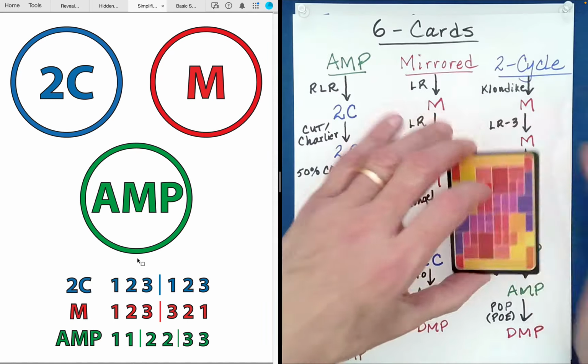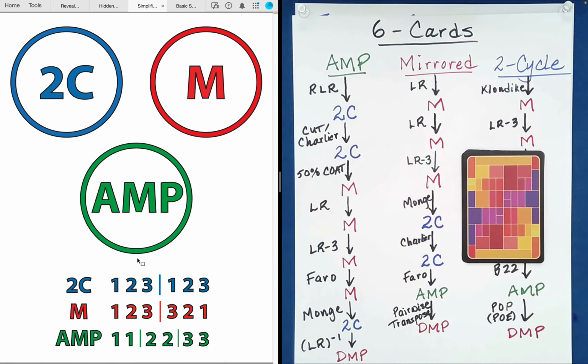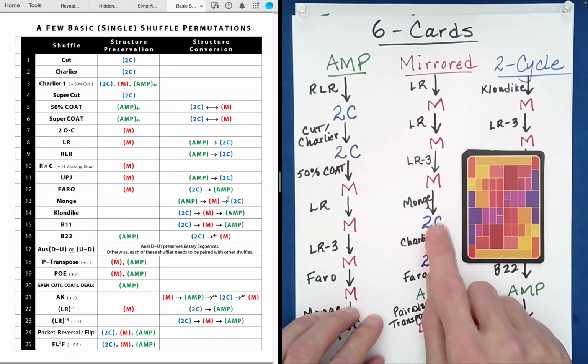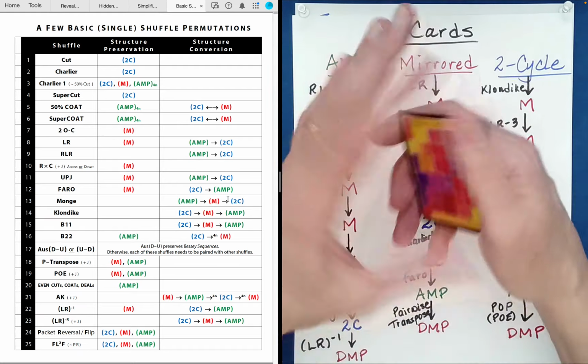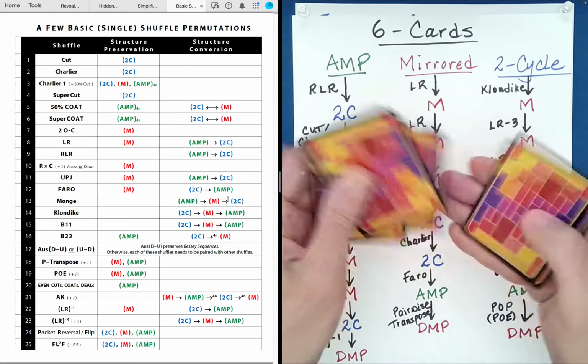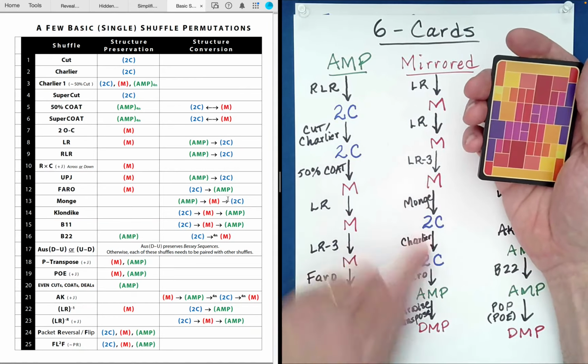Okay, so to go from a mirrored structure to a 2-cycle structure, there's multiple ways of doing that. One is using the Mange shuffle. Now we've already shown you the Mange shuffle once. So if you come over here to the Mange shuffle, it states that you can go from a mirrored structure, which is what we have right now, to a 2-cycle. And that's what we're indicating on our paper. So why don't we do, I think the first time we did an over-under, so why don't we do an under-over, under-over, under, okay? That works fine to convert this mirrored structure to a 2-cycle.